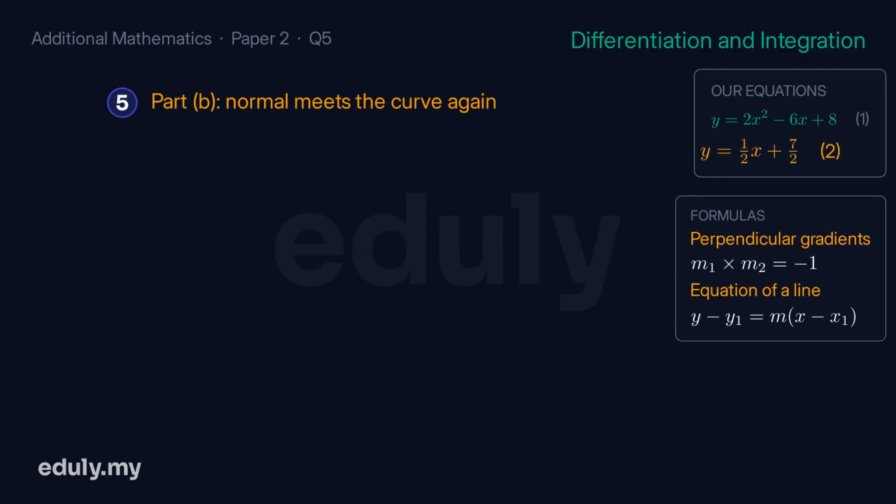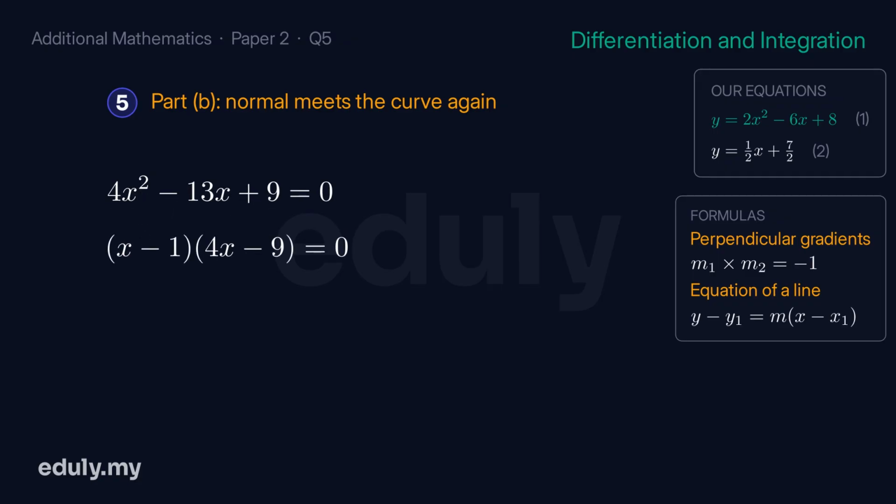Step 5. At a crossing point, the normal and the curve share the same y, so we set them equal. The normal's y equals the curve's y. Clear the fractions by multiplying everything by 2. Bring everything to one side to get a standard quadratic in x. This factorizes neatly. One root is x equals 1, but that's just P itself, so we reject it. The second crossing is at x equals 9 over 4.